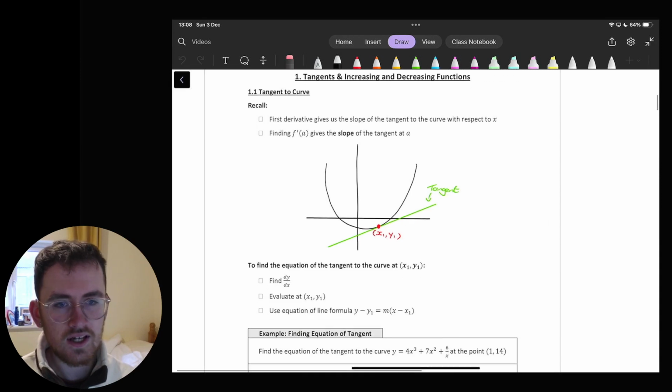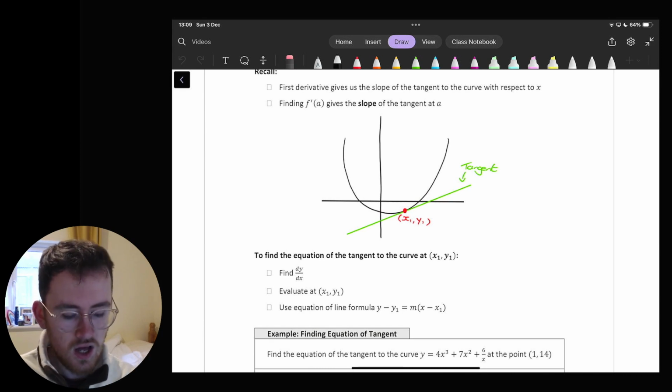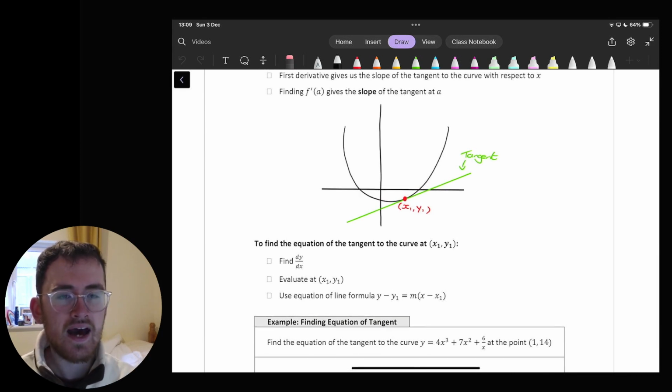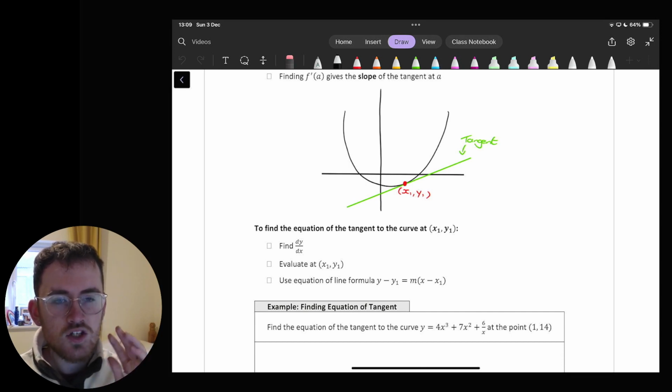So I've drawn a little diagram for us here of that idea. Having the tangent at a particular point, to find the equation of the tangent at that point, I could use the derivative to help me find the slope, then evaluate it at that point and use my equation of the line formula. The key thing is that to find the equation of a line, we need a slope and a point on the line.